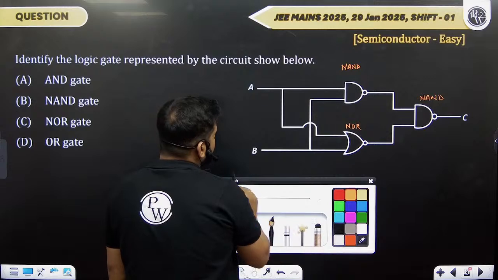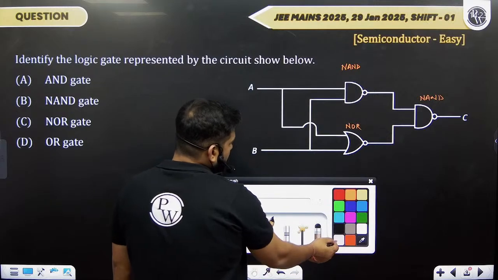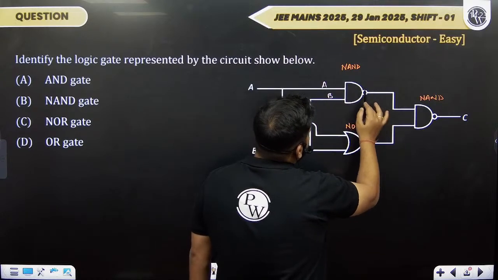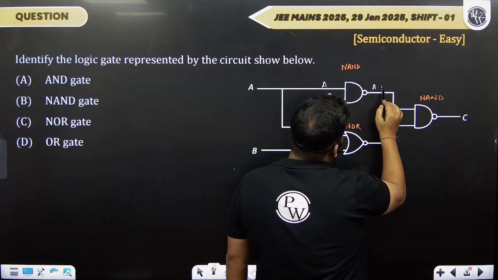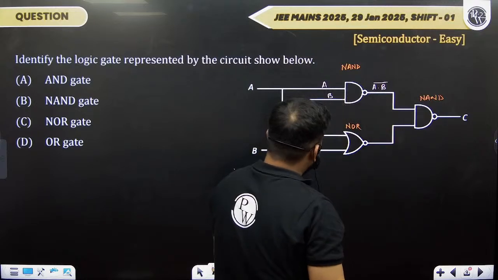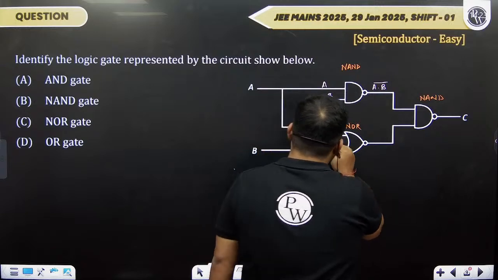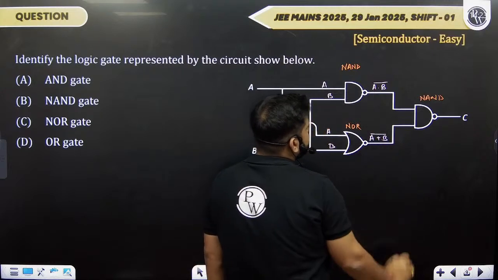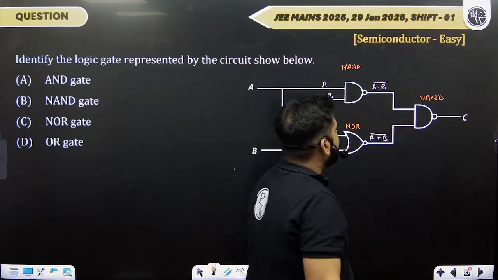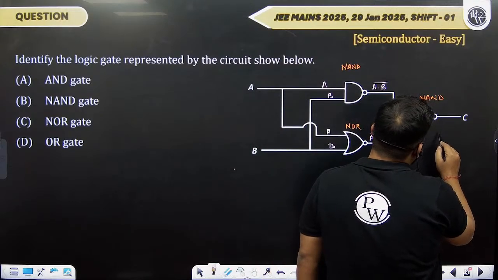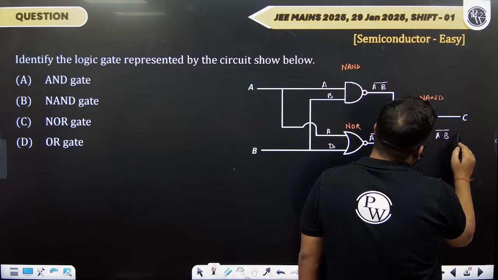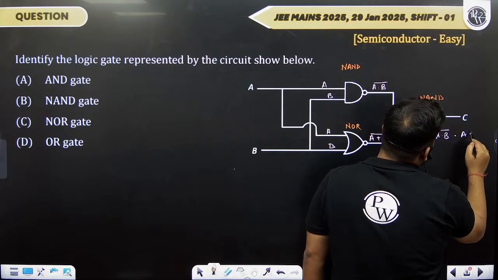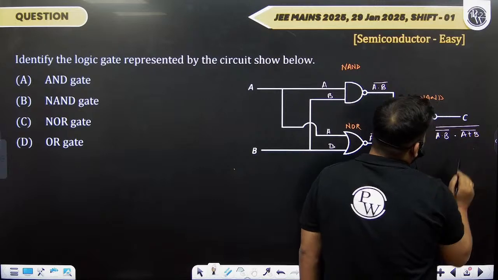Let's pass our input. So when A goes inside, A goes from here and you get B from here. So when it passes through NAND gate, it will be A into B whole bar. Correct? It's a NAND gate, right? And when A and B goes from here through a NOR gate, it will be A plus B whole bar. Now these two are going into NAND gate again, so it will be a product and whole thing will be on the bar. So we will have A into B whole bar times A plus B whole bar, whole thing.